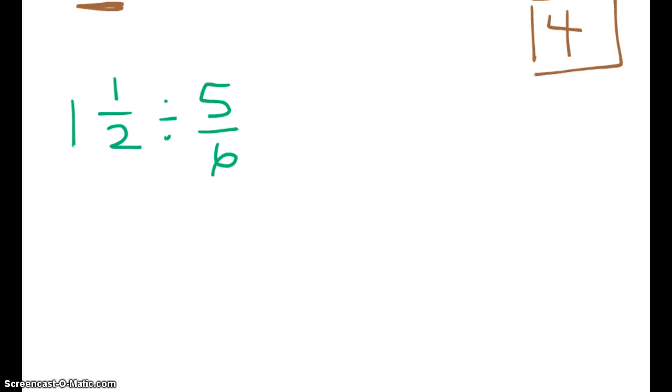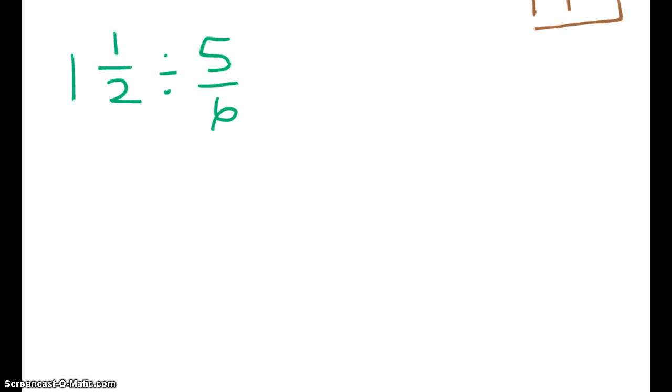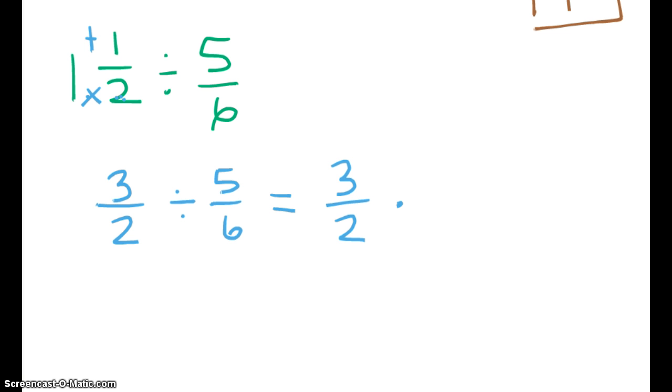Alright, 1 1/2 divided by 5/6. Write that down and solve. Alright, first we have to change this to an improper fraction. 2 times 1 is 2, plus 1 is 3. Our denominator stays the same. Divided by 5/6. Now, we keep the first fraction the same, and we multiply by the reciprocal of the second fraction. So we get 18/10.